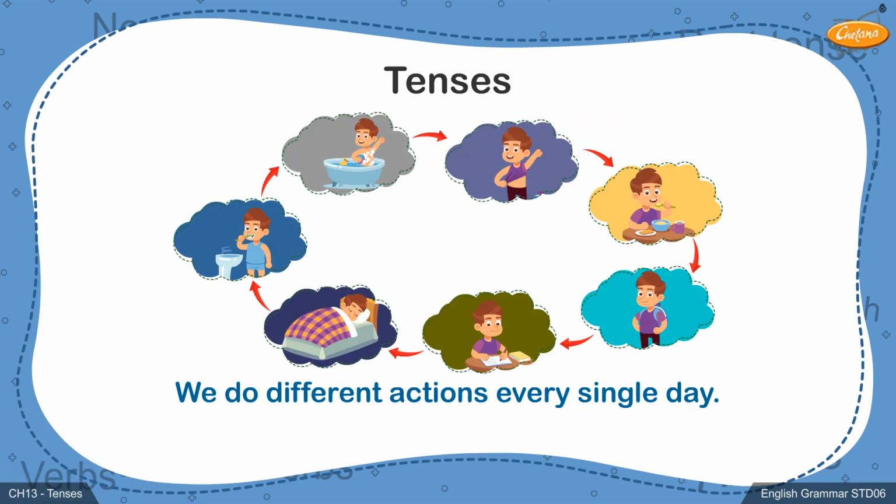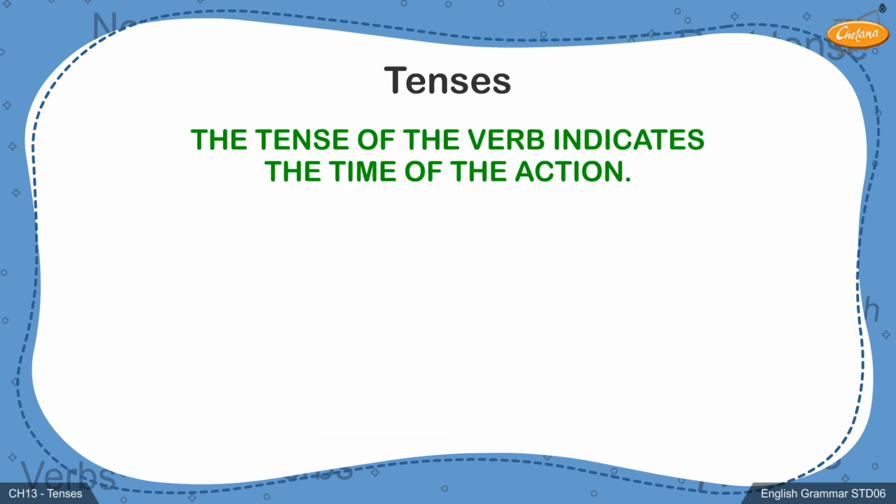We all do a number of actions every single day, right from the time we get up till the time we go to bed, isn't it? All of these action words can be constituted as verbs. A sentence is incomplete without a verb. The verb also indicates the time of the action. This is called the tense of the verb.